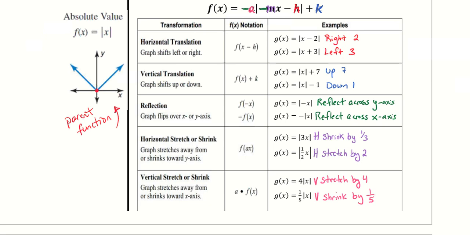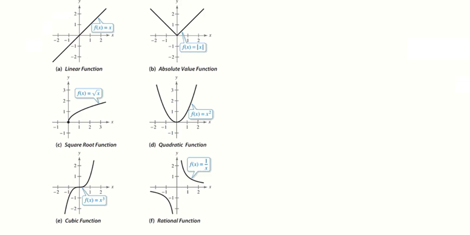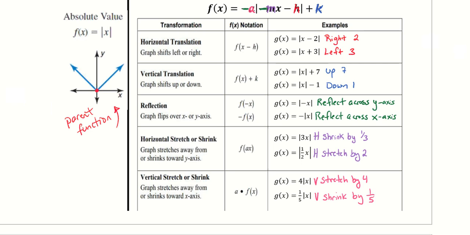These transformation rules don't just work for absolute values, but lots of different parent functions. They work for linear functions. They work for absolute value functions. They work for square root functions. They work for quadratic functions. They work for cubic functions. And they work for rational functions even. And some more. So keep that in mind when you're trying to decide how a transformation affects a parent function.